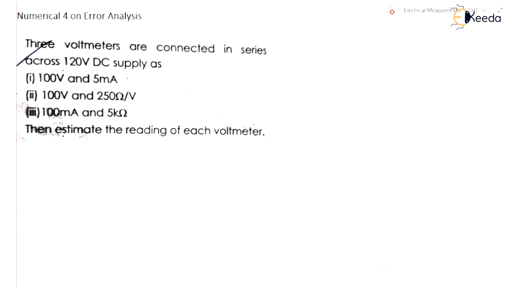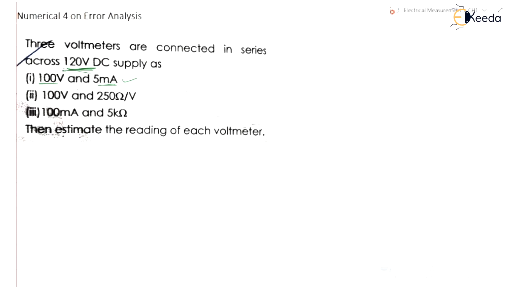Numerical number 4 is related to error analysis. Let us read the question. Three voltmeters are connected in series across 120 volt DC supply. Okay, so supply voltage is 120 volt, it is given, and three voltmeters' details they have given. First voltmeter: 100 volt and 5 milliampere. The meaning is the full scale deflection current of the first voltmeter is 5 milliampere and the full scale deflection is 100 volt.